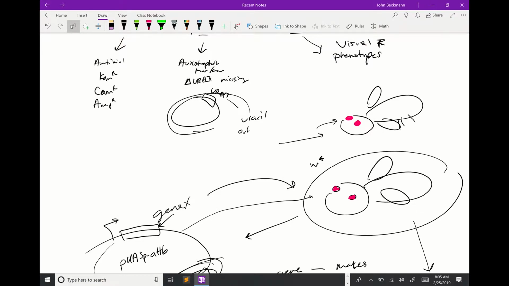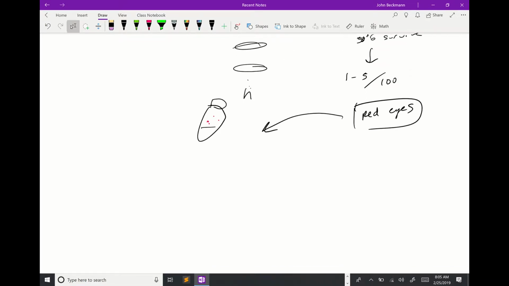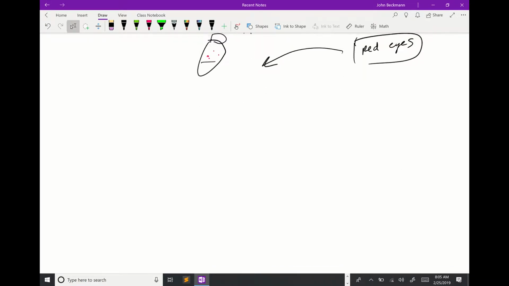transgenes in Drosophila. I'll expand this a little bit. I'll talk about more in mosquitoes and other things like that.